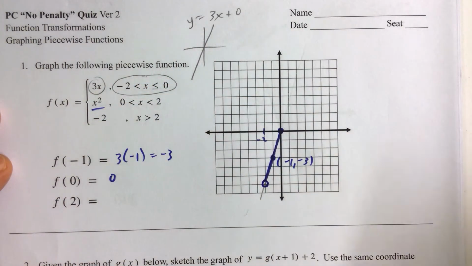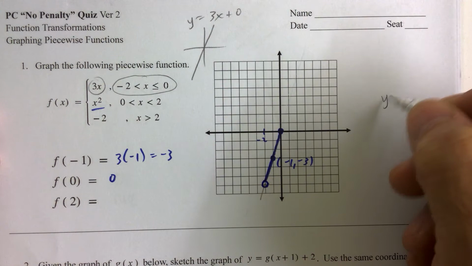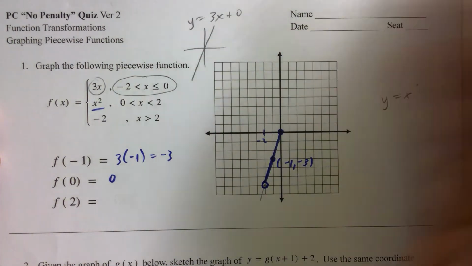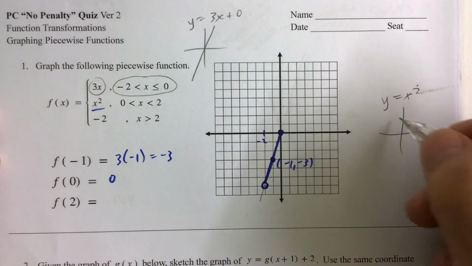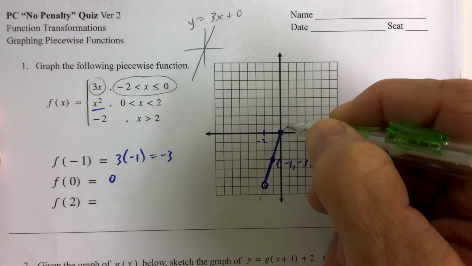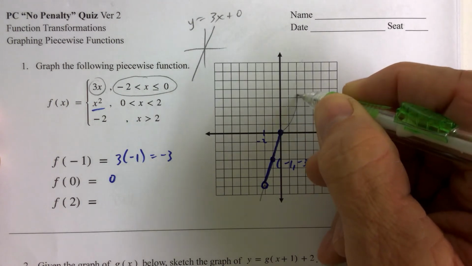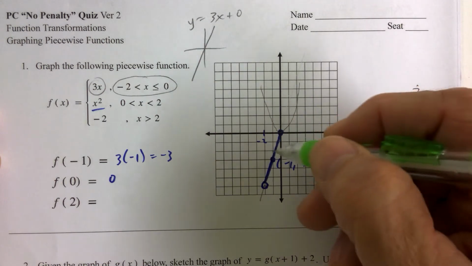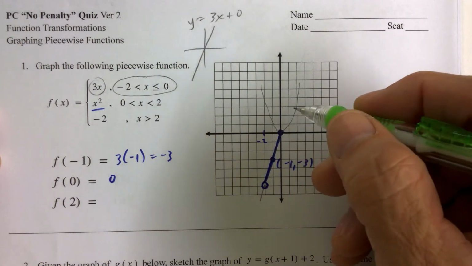So y equals x squared. We know y equals x squared looks like this. So we know it goes up through 1, 1, and then 2, 4, and keeps going there. We know we can't be over there anyway because we already used the left side of the y-axis.